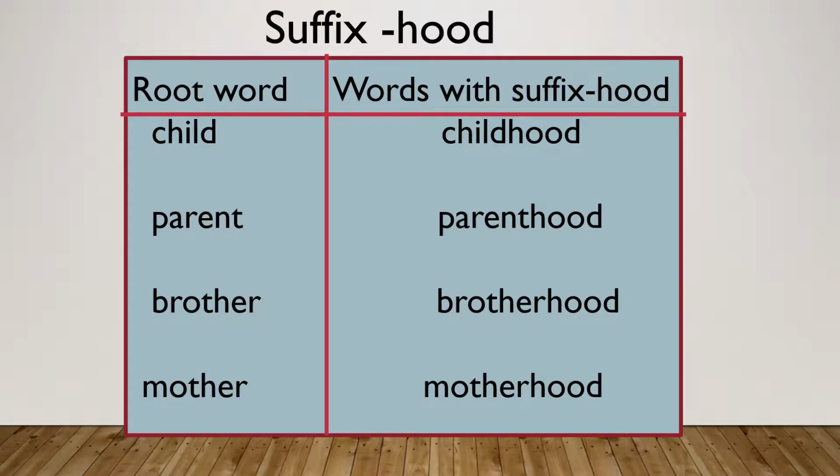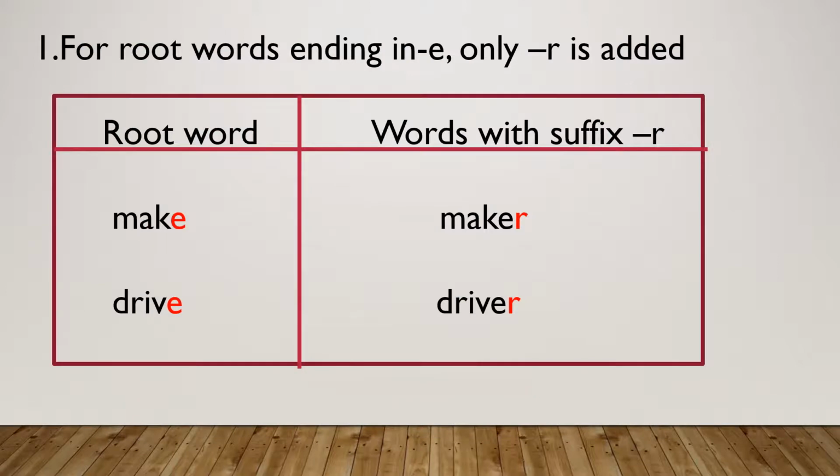Here we have added hood at the end of the root word. So child becomes childhood, parent becomes parenthood, brother becomes brotherhood, mother becomes motherhood. Have you understood student? Student, for root words ending in E, only R is added. If the root word ends with E, we have to add only R at the end.